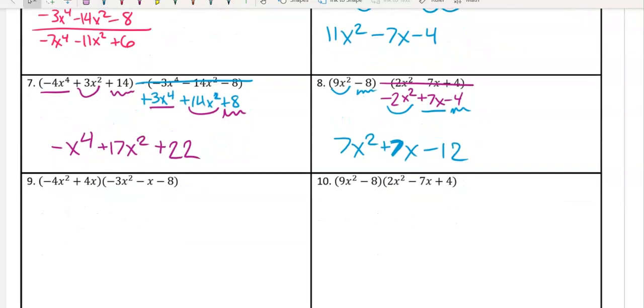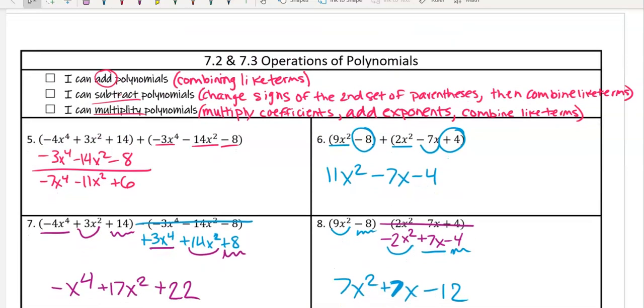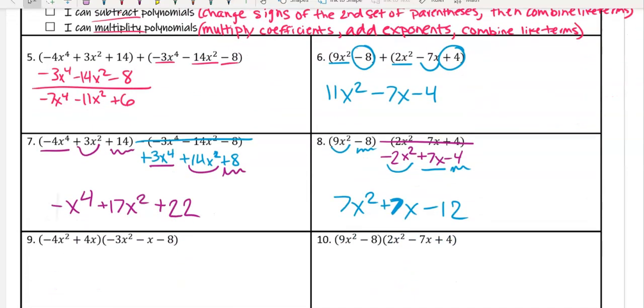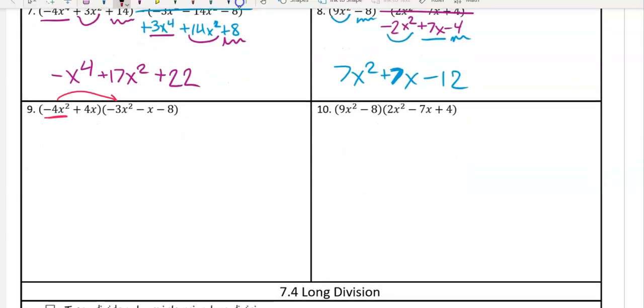As we move on to number 9 and 10, the multiplication, the note I wrote at the top says multiply coefficients, add exponents, and then combine like terms. So we have negative 4x squared times negative 3x squared. That's going to get us positive 12x to the fourth. And then we have negative 4x squared times negative x. So that is going to get us a positive 4x to the 3. And then negative 4x squared times negative 8, that will give us a positive 32x squared.